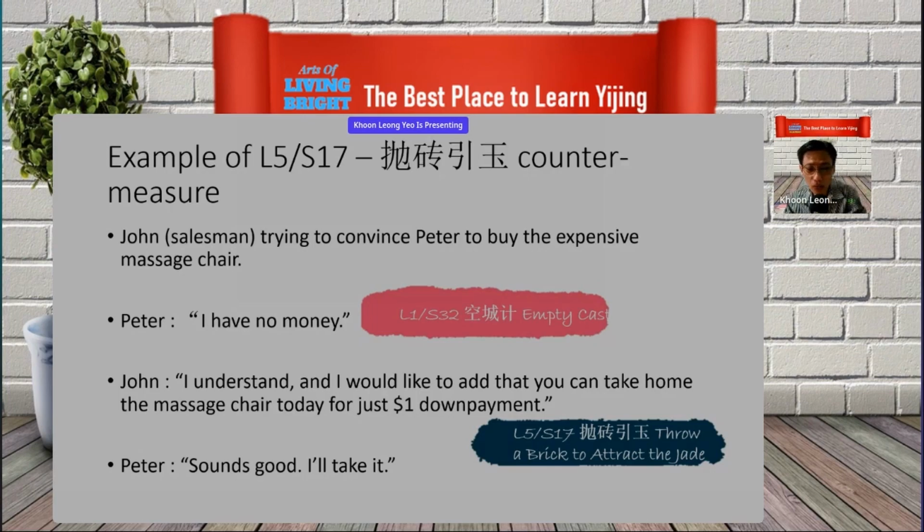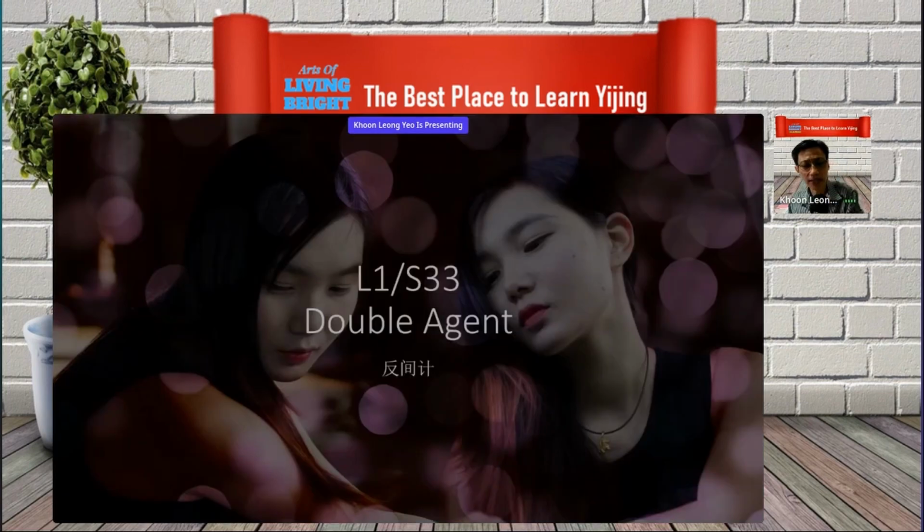Right? So you can counter 空城计 with 抛砖引玉. But of course, finding the container, what to counter back, is easy, but filling in the content of the container can be challenging. But that is where we start to grow, because with more practice, it gets easier for you. Question so far? This is 空城计. If you're good with this 空城计, then let's move on to the next one.